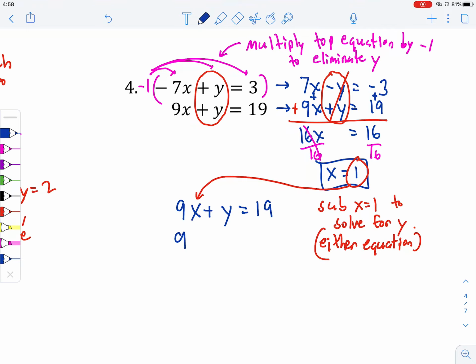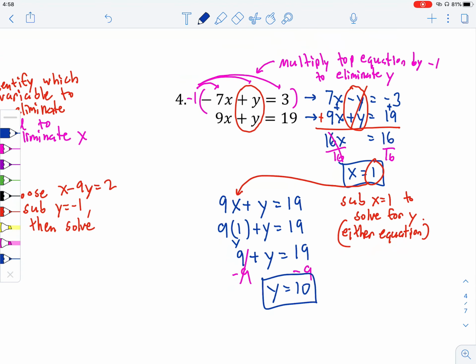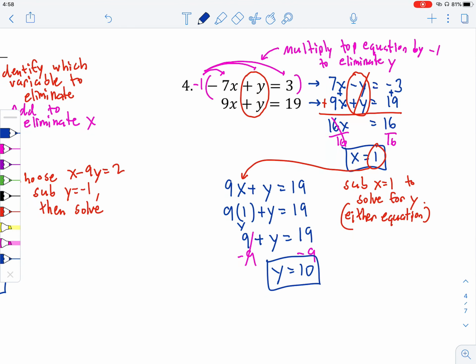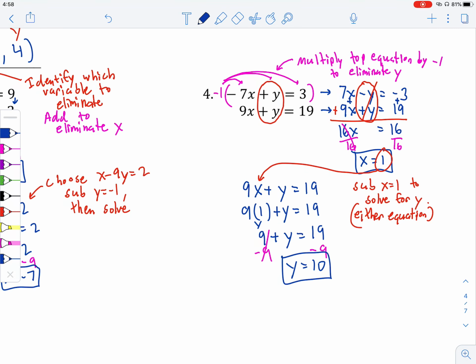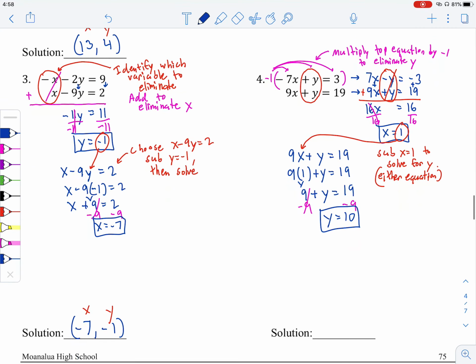So we get 9, and our x is 1. We just substitute that in there. 9 times 1, 9, plus y equals 19. Subtract 9 from both sides. Y is equal to 10. All right, so we have x equals 1, y equals 10. So our solution is 1, 10. Right there.